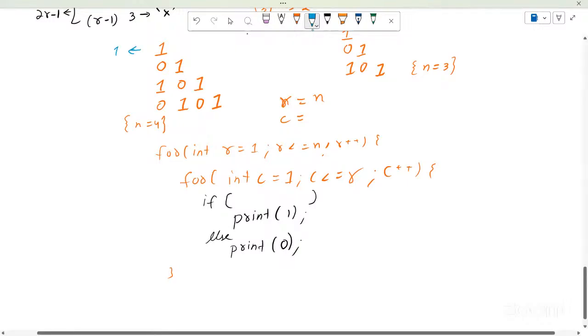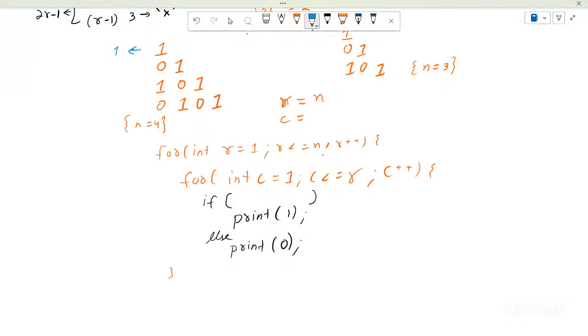And r is even, 0 position is odd. When r is even, 0 position is odd. Okay. So what can you establish? What condition will you write over here? Because over here, whatever condition you write, it's not with respect to specific rows, right? It is for each column. What you're printing is different.